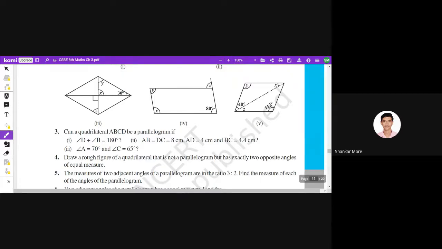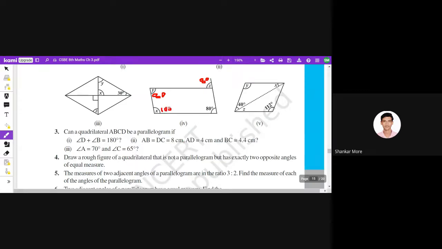Solve the fourth question. Fourth is also simple. See, if this is 80, then this is also 80. Y is also 80, right? Z is also 80. This is again 80. Pretty simple. And if this is 80, so this is going to be 100.